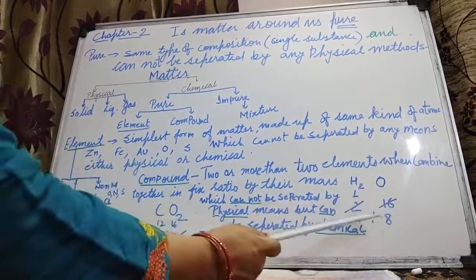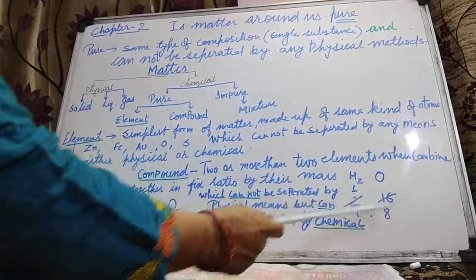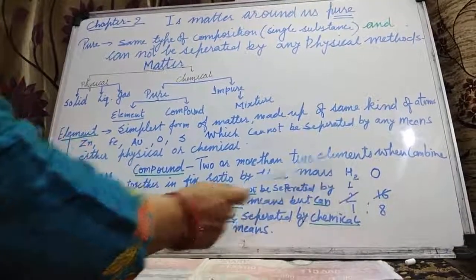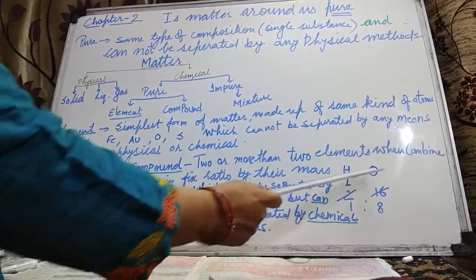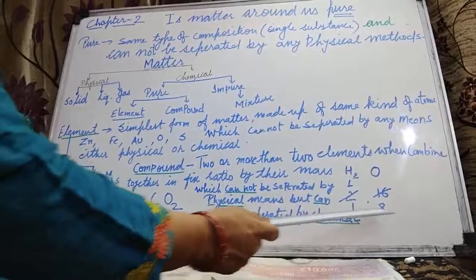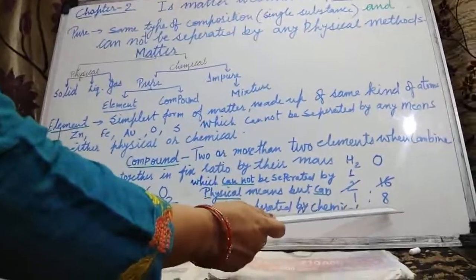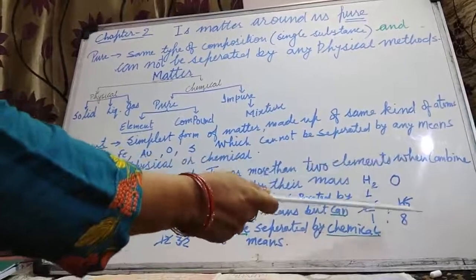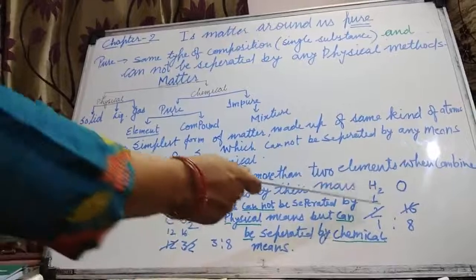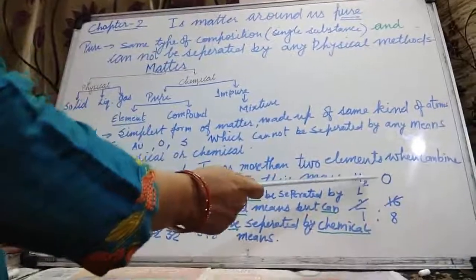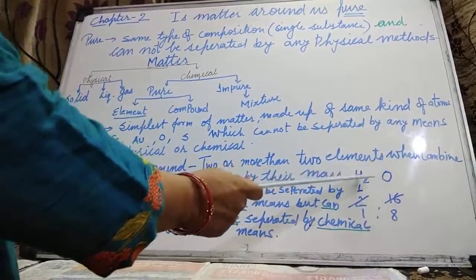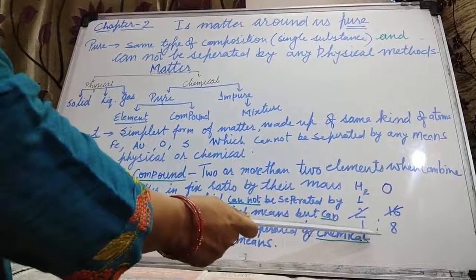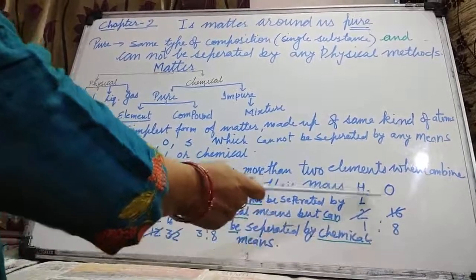We are simplifying it further. 2 ones are 2, 2 eights are 16. So what is the mass ratio here? 1 is to 8. So we can say when two or more than two elements combine in a fixed ratio by their mass, they form a compound. If you are taking water from the sea, water from a lake, water from a pond, water from rain, from anywhere you take water, it will contain the formula H2O, that means two atoms of hydrogen, one atom of oxygen, and in those samples the ratio of mass of hydrogen and oxygen will always be 1 is to 8. That's why it is a compound.